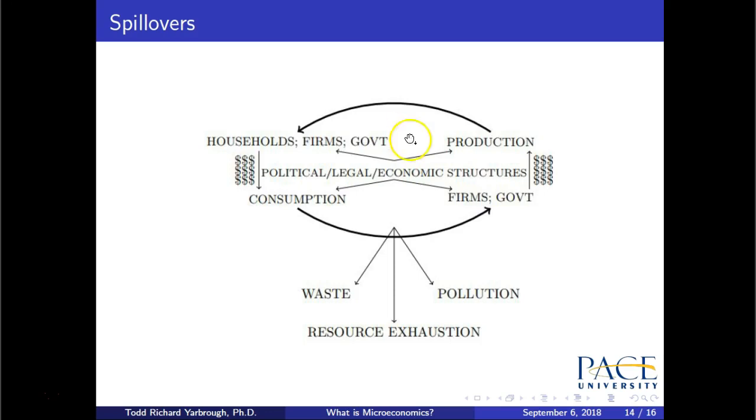And then one other component that I think is crucial is that there are also things being spit out of the circular flow. Pollution, resource exhaustion, waste. These issues will be very important for conversations later as to the general efficacy of how markets operate.